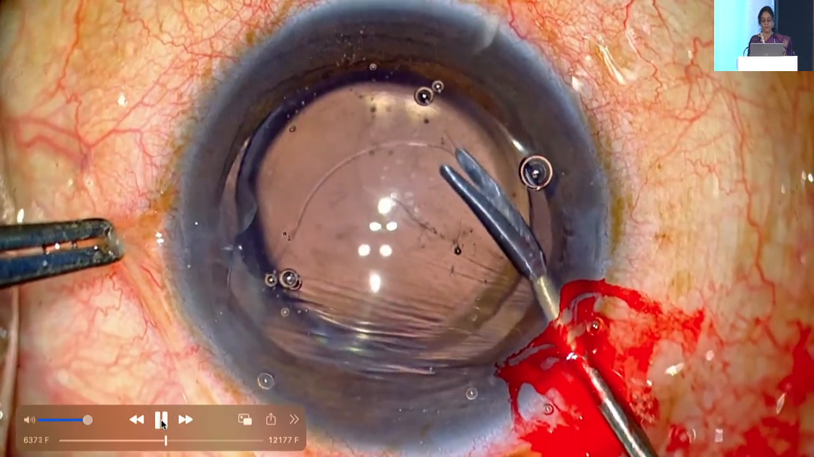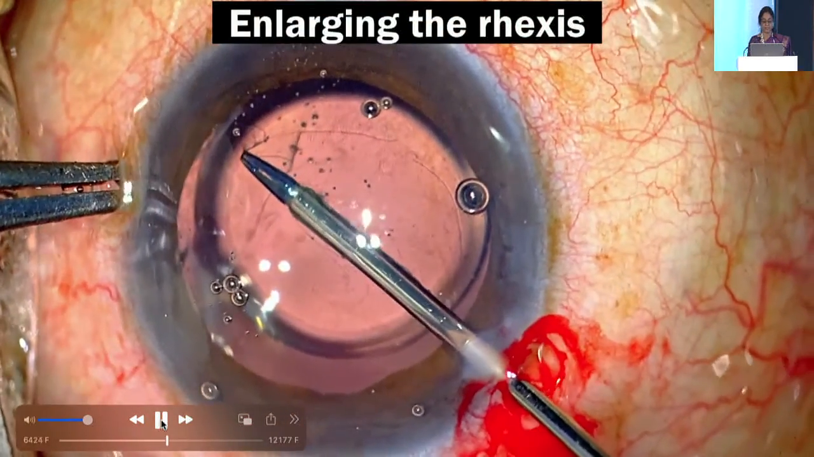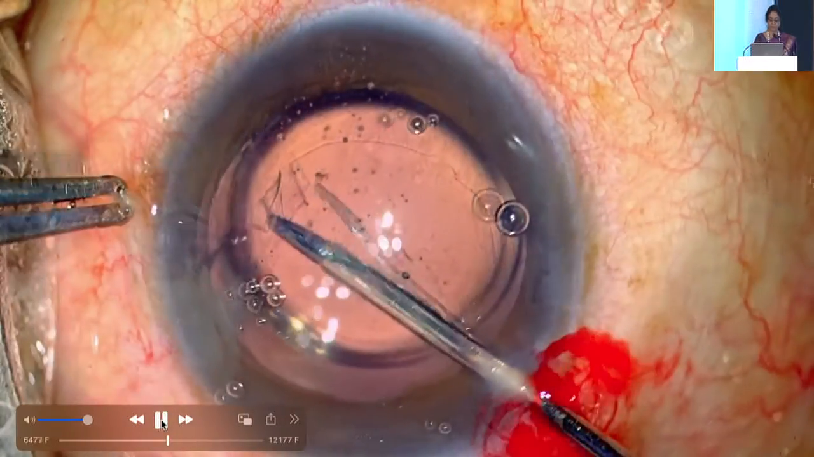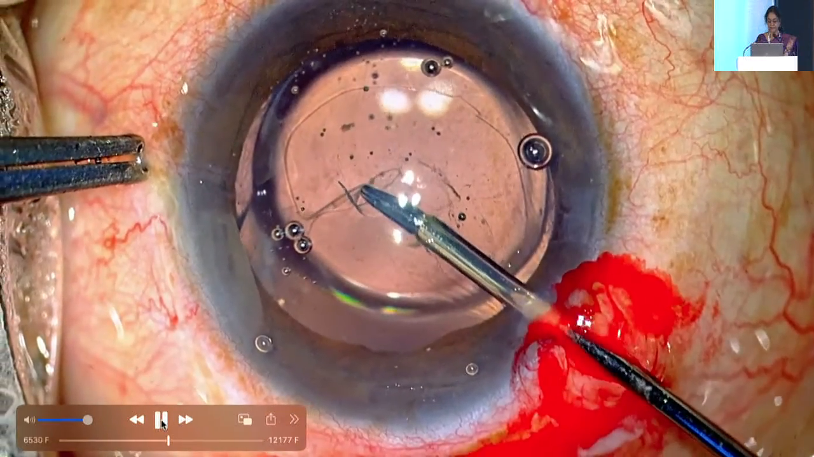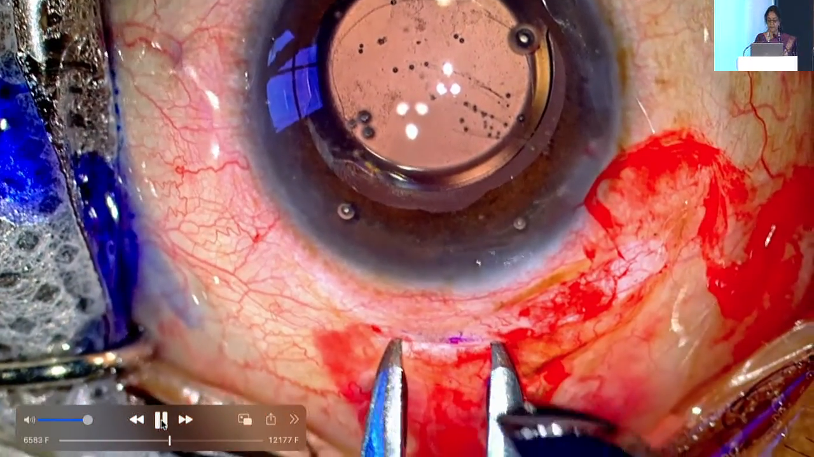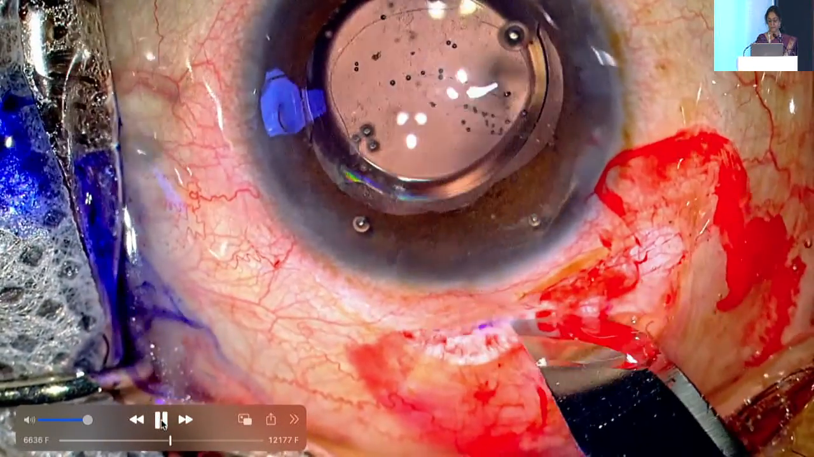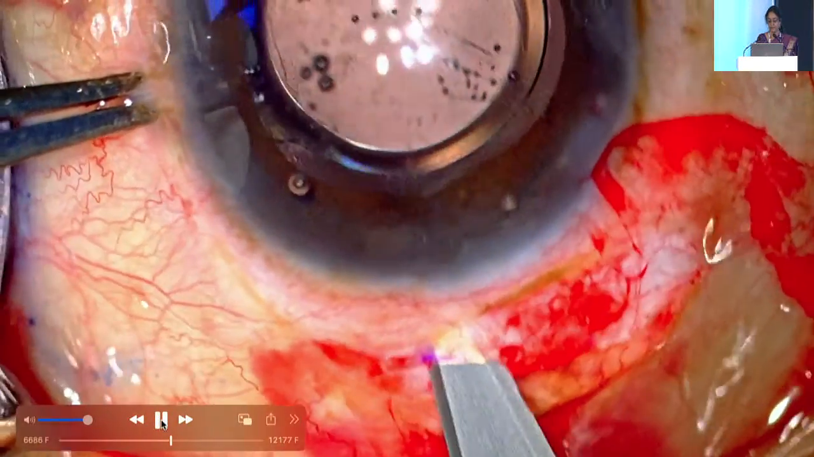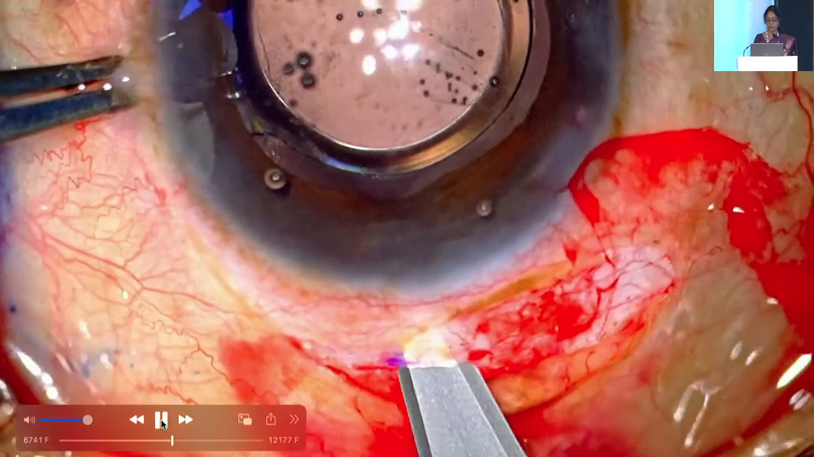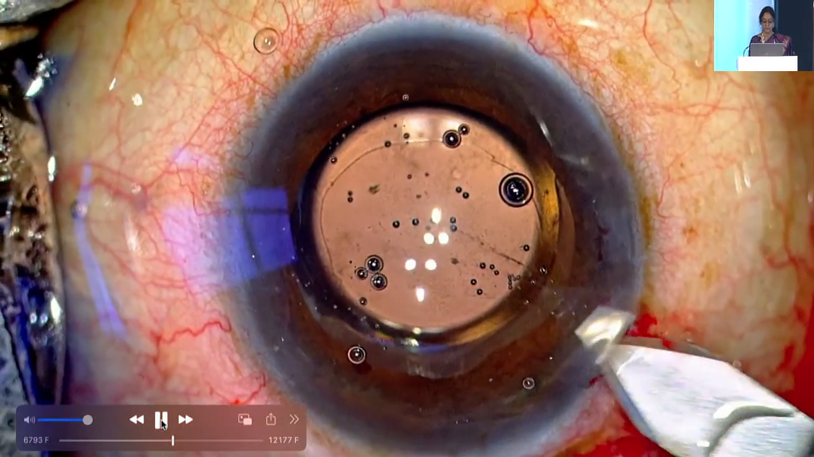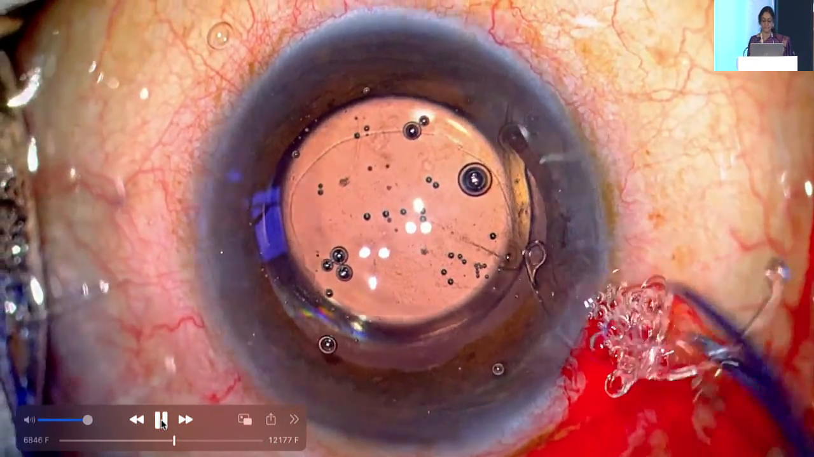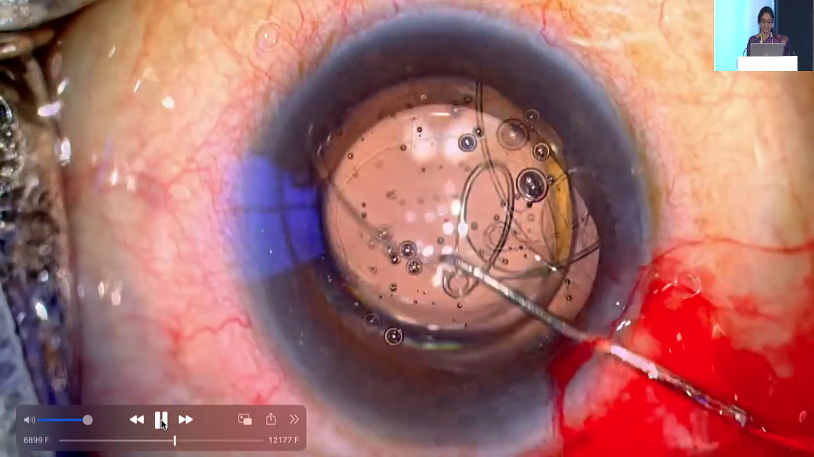So enlarge the rhexis, get a decent opening in the rhexis, then plan this scleral pocket 2 millimeters from the limbus. I'm inserting the CTS segment here.